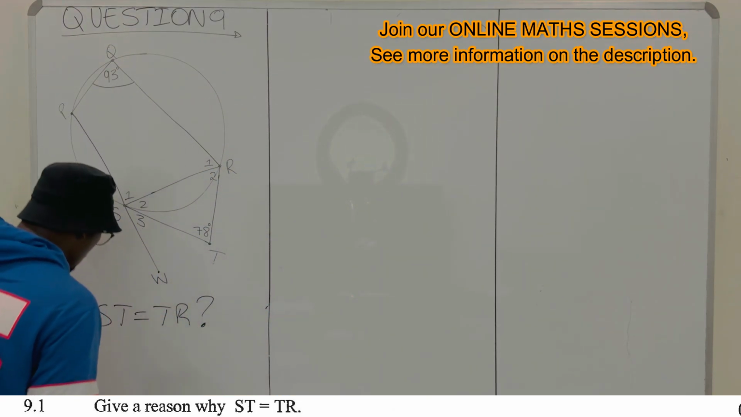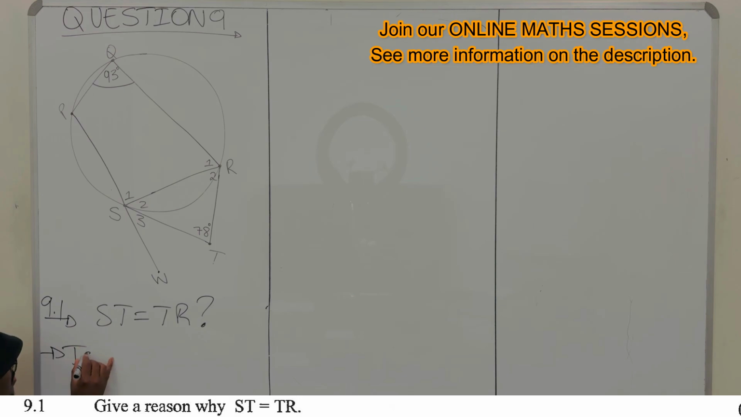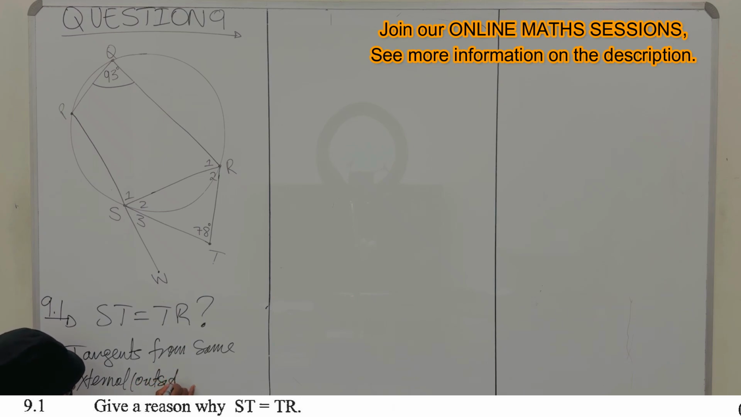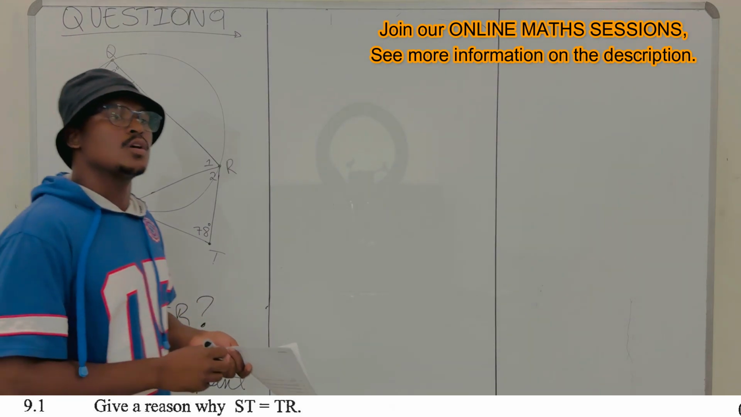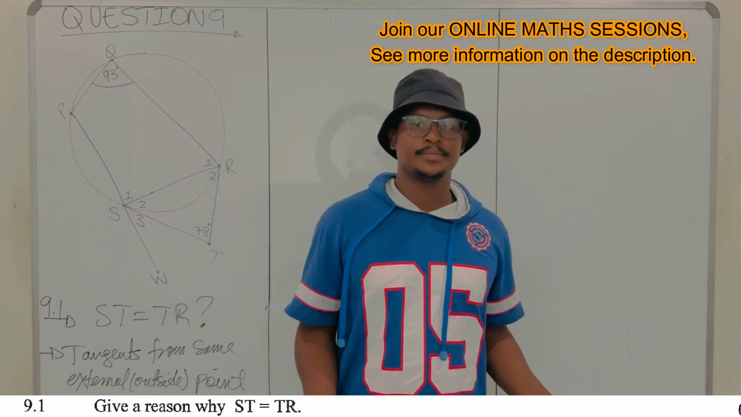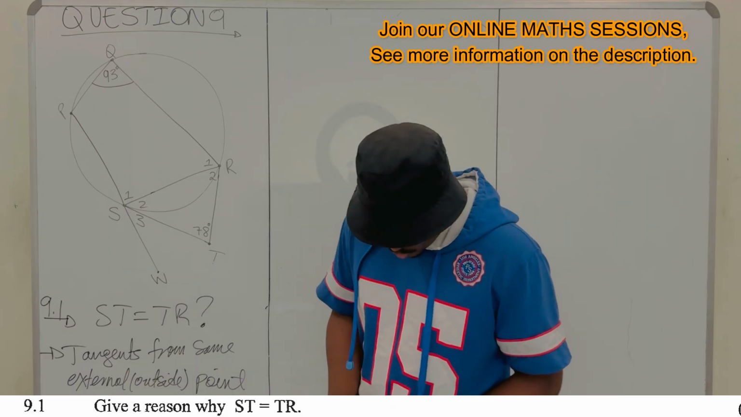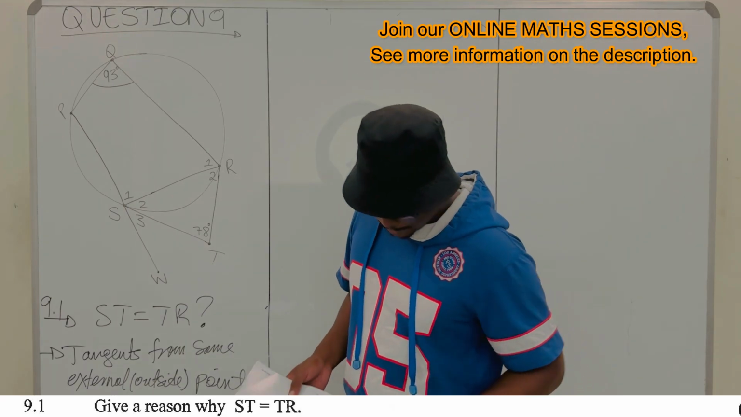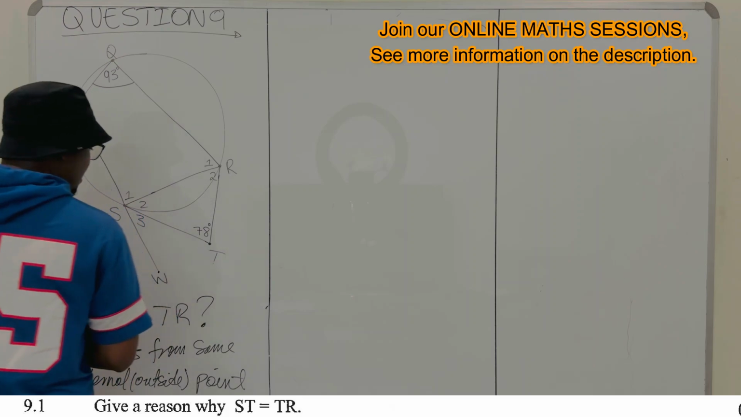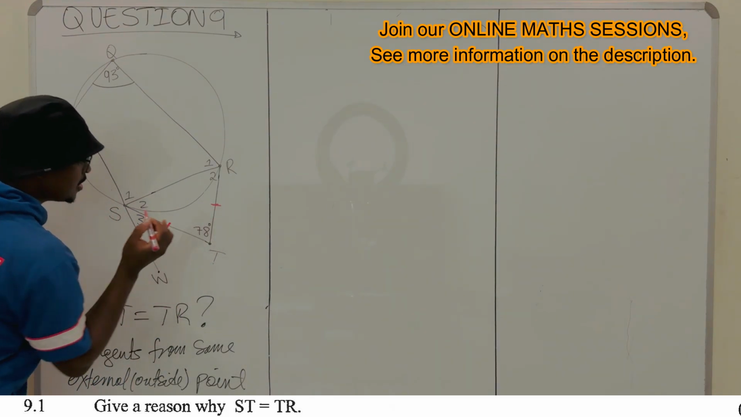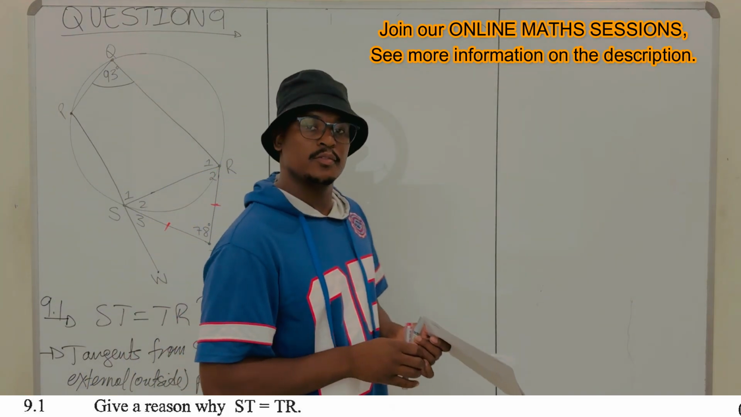So the reason for this, we will say: tangents from the same external point, which is outside the circle. So the tangents that are drawn from the same external point will be equal in length. We're done. So in that case, we can add that information there and say, okay, now we know that this length over here is equal to that length over there. We're done.